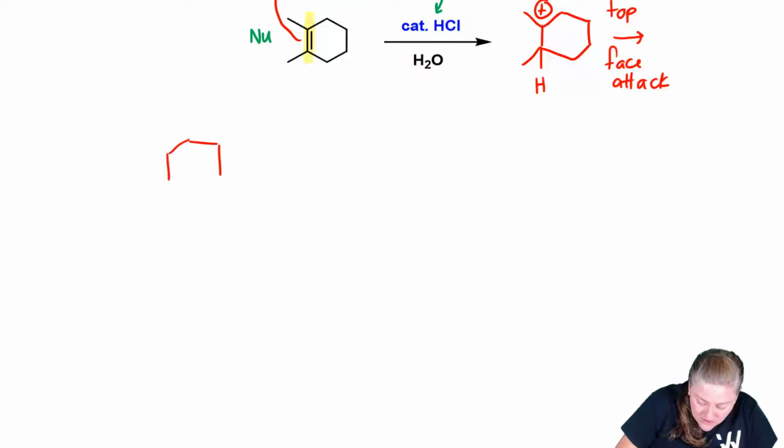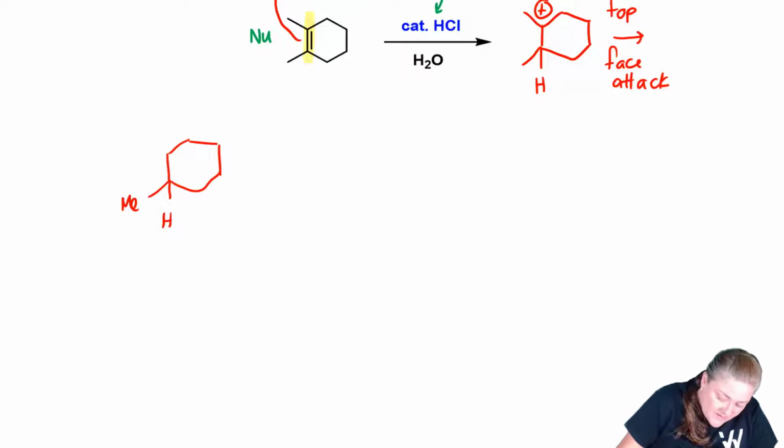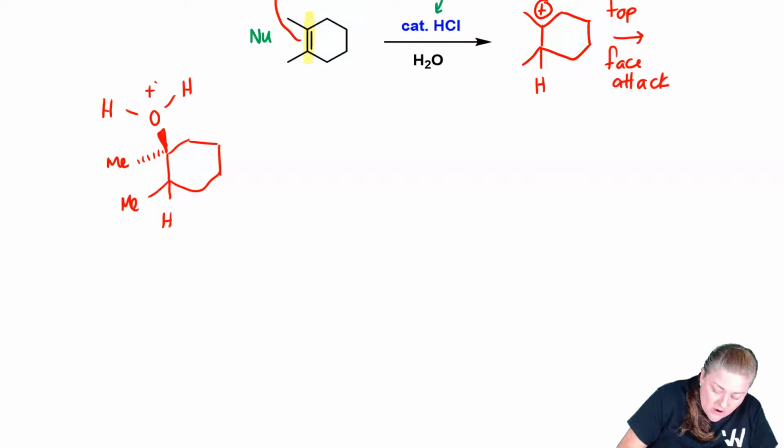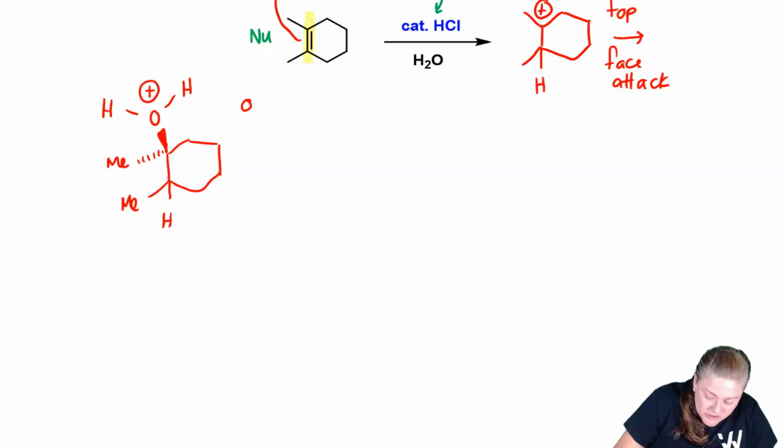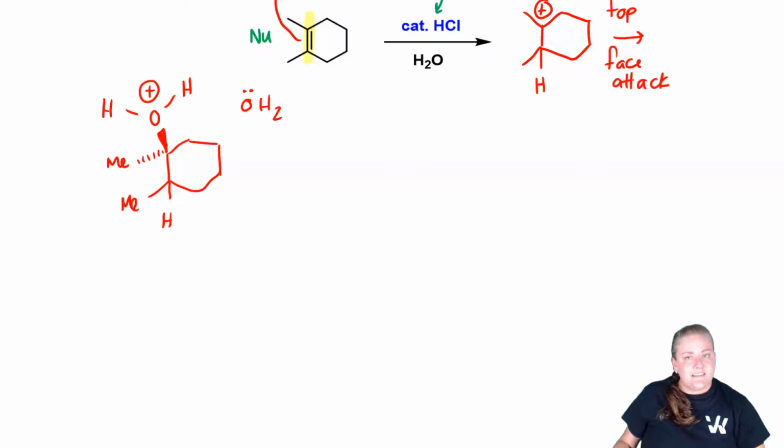I will draw the product of this reaction at that point. Here's that methyl group from earlier and the hydrogen atom, and I will show top face attack of water, which means I need to show bottom face with the methyl. Now you remember that an oxygen with 3 bonds always carries a positive charge. At this point, I now need to bring in water to do one last step, and that's to abstract this hydrogen atom, to regenerate the catalyst.